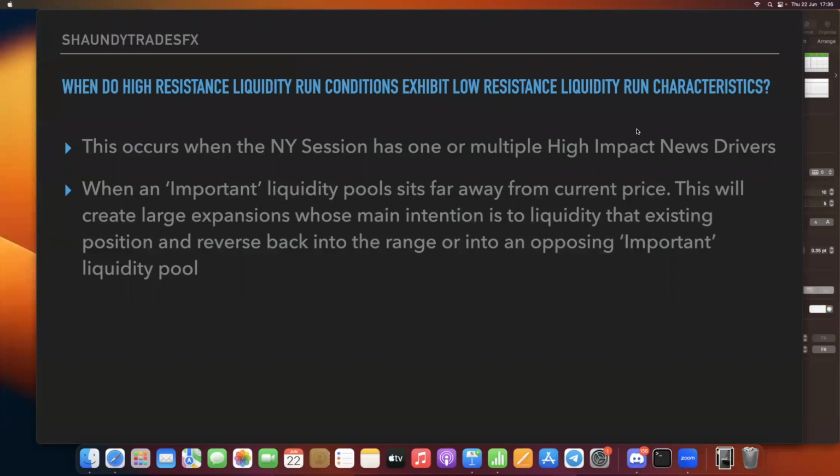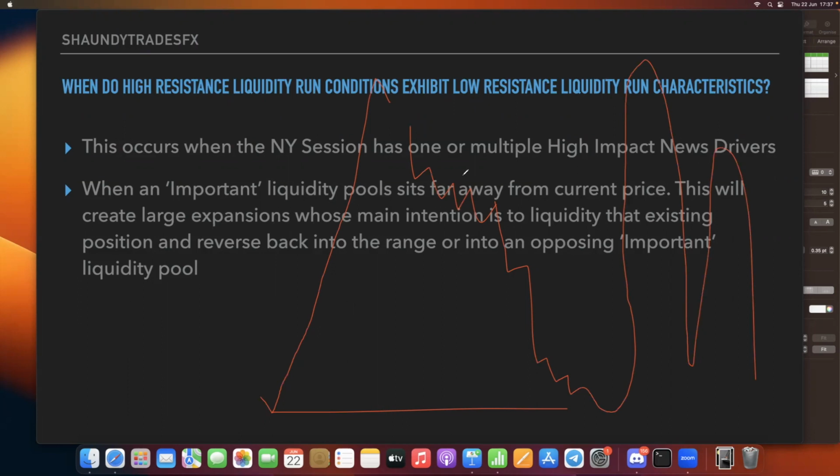Now, when an important liquidity pool sits far away from current price, this will create large expansions whose main intention is to liquidate that existing position and reverse back into the range or into an opposing important liquidity pool. So if this is previous day low, previous day high is all the way there, and you are trading somewhere here, and the next liquidity pool is here, price will seek that and then exhibit the high resistance move back up, down, and so on.